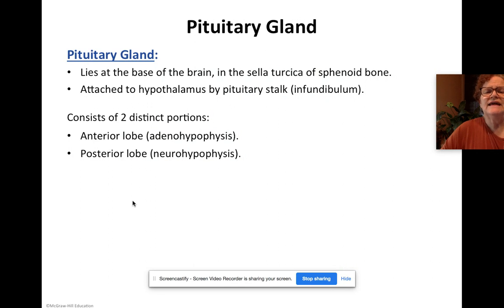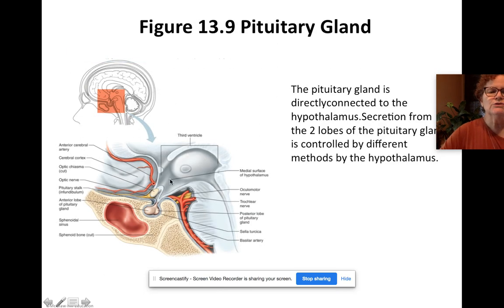The pituitary gland. So you need to know where this is, and we'll look at a picture of that in a minute. And it's got two lobes, an anterior and a posterior lobe. That's enough for us to know. We don't have to know their fancy hypophoesis names.